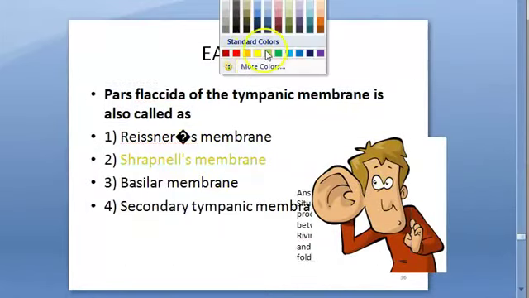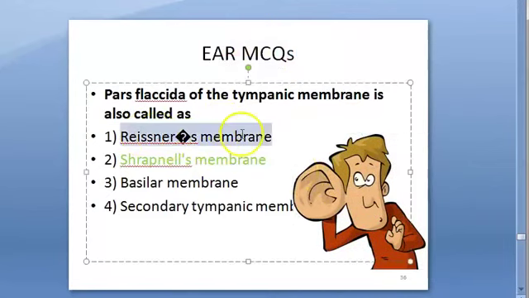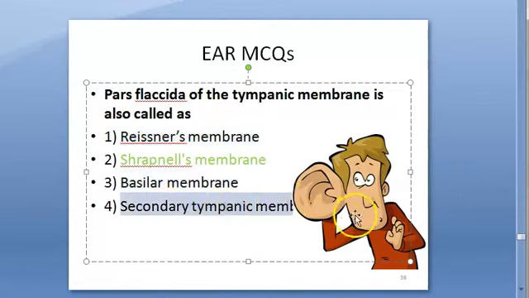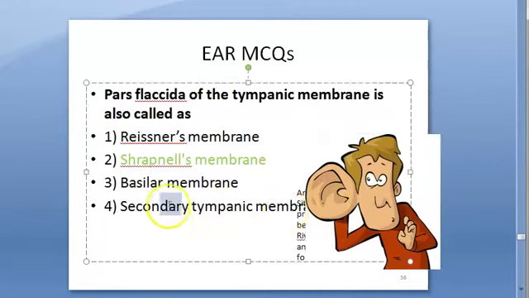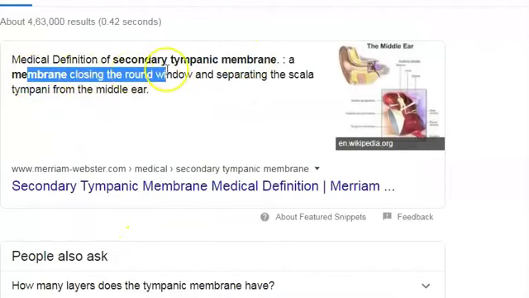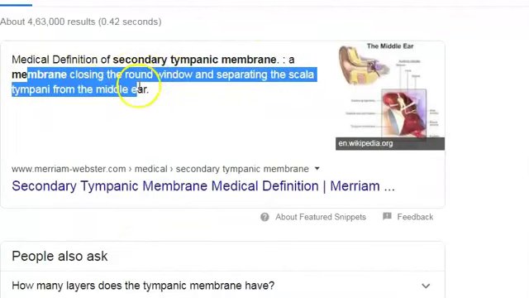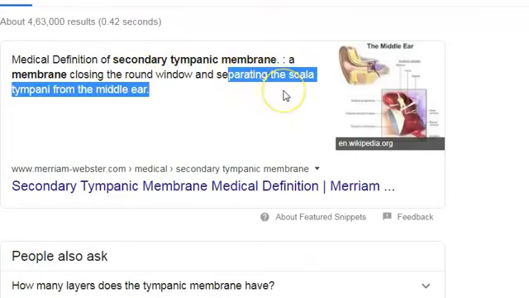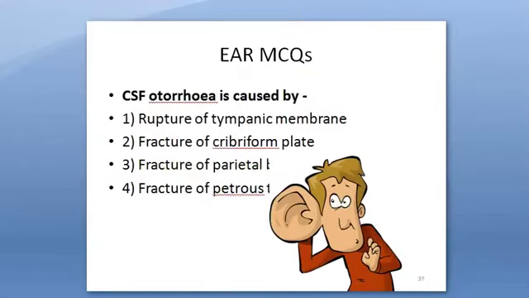Shrapnel's membrane. Guys, where will you see Reissner's membrane? It is Reissner's membrane and basilar membrane. These two are the membranes, the borders, of the scala media. And what is the secondary tympanic membrane? It is nothing but the round window, the membrane closing the round window and separating the scala tympani from the middle ear. This is where they keep the electrode for the cochlear implant, remember? Right. Let's move on now.